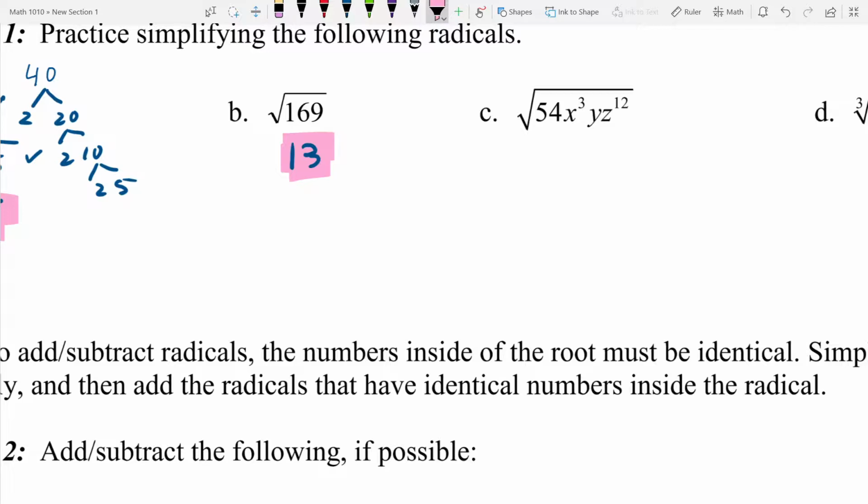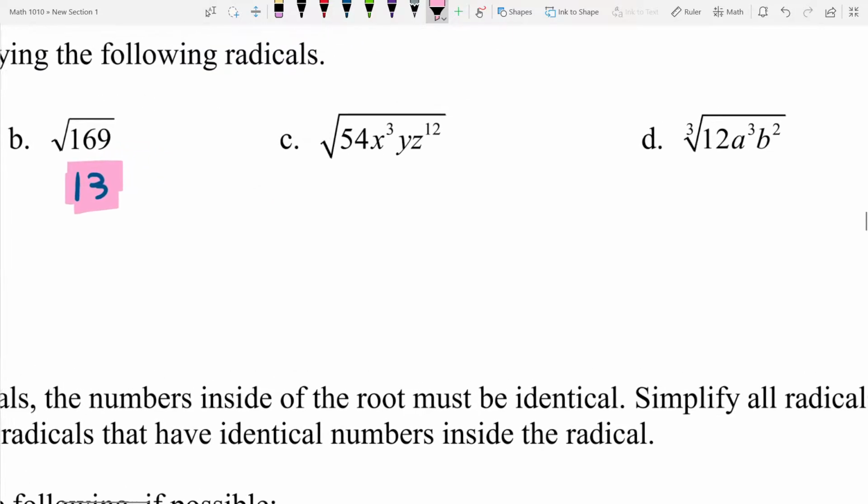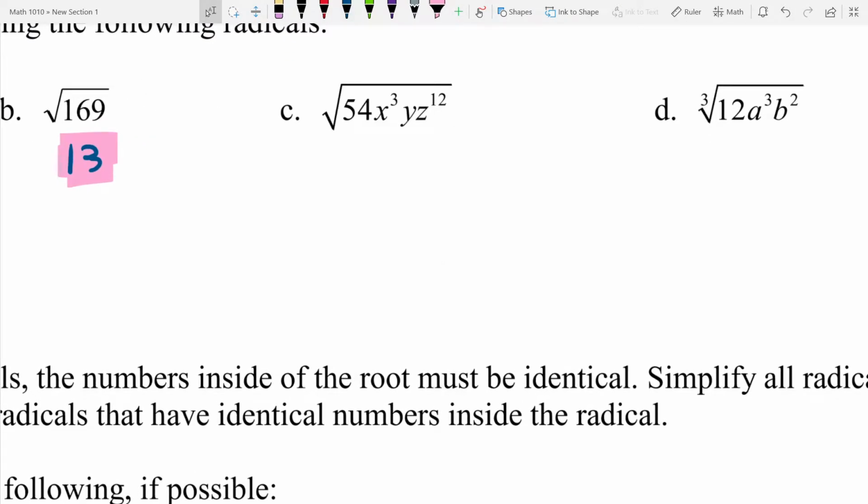Okay, 54. Do you know off the top of your head if the square root of 54 is a nice number? What do you think it is? 7 squared is 49. 8 squared is 64. I skipped 54. So it's not nice. No. Okay, so everybody write down the 54. And let's break this down.